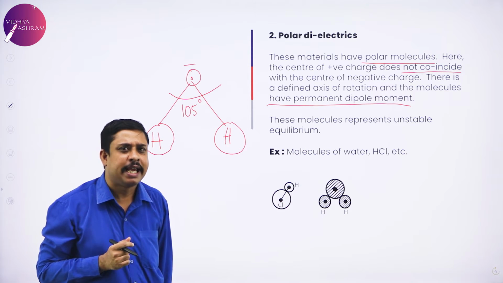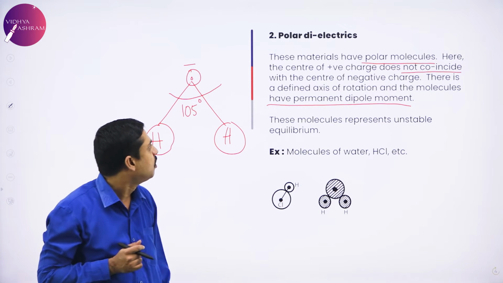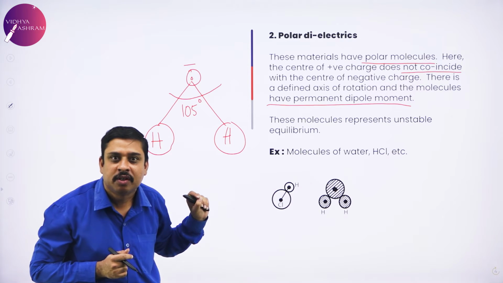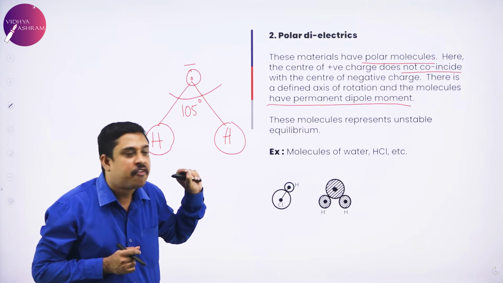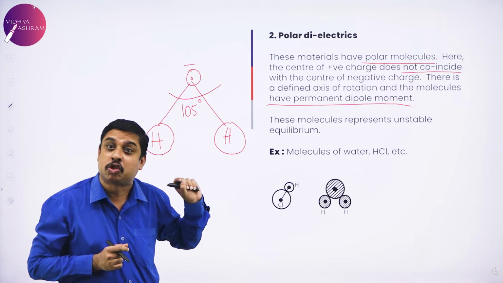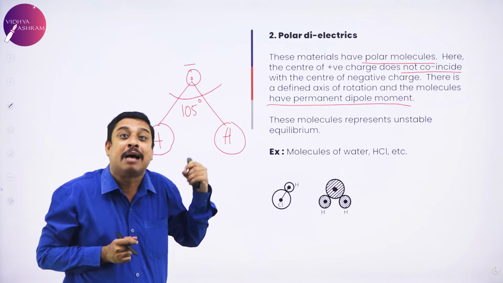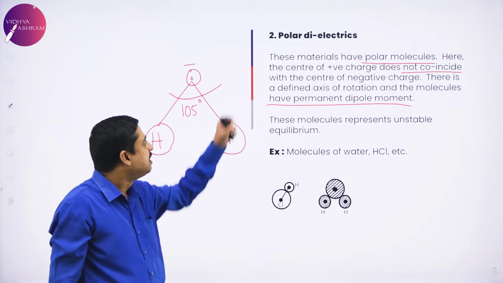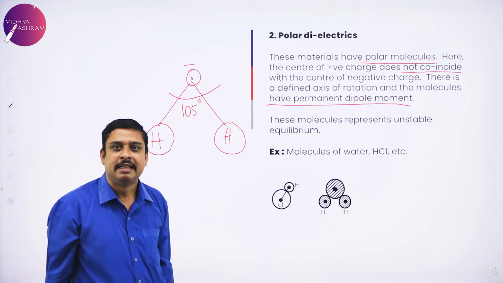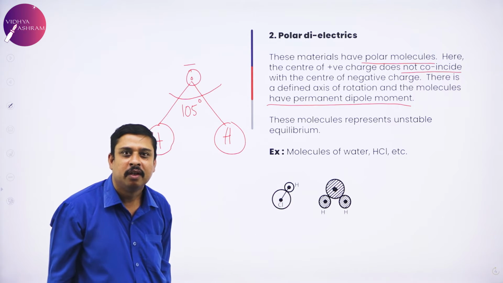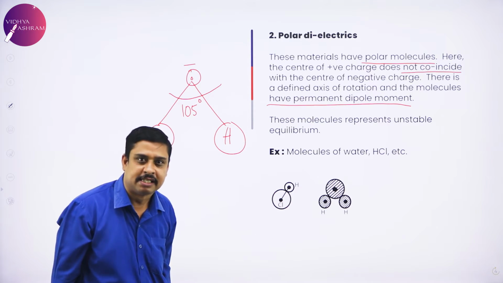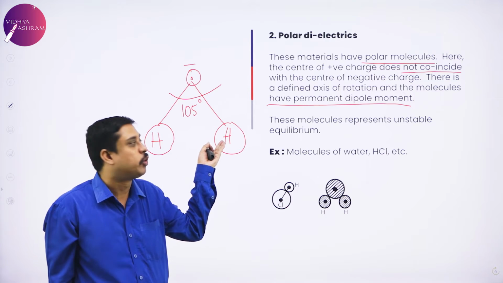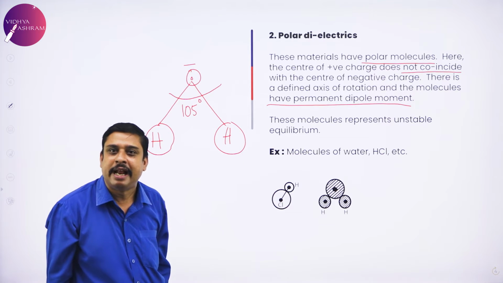Therefore, when I come to the classification of dielectrics, non-polar dielectrics are constituted of non-polar molecules where the center of mass of the positive charge and negative charge coincide, leading to the absence of the axis of rotation, hence no dipole moment. Whereas polar dielectrics are formed of polar molecules where the center of mass of the positive and the negative charge don't coincide. They have defined axis of rotation and the molecules have permanent dipole moment.